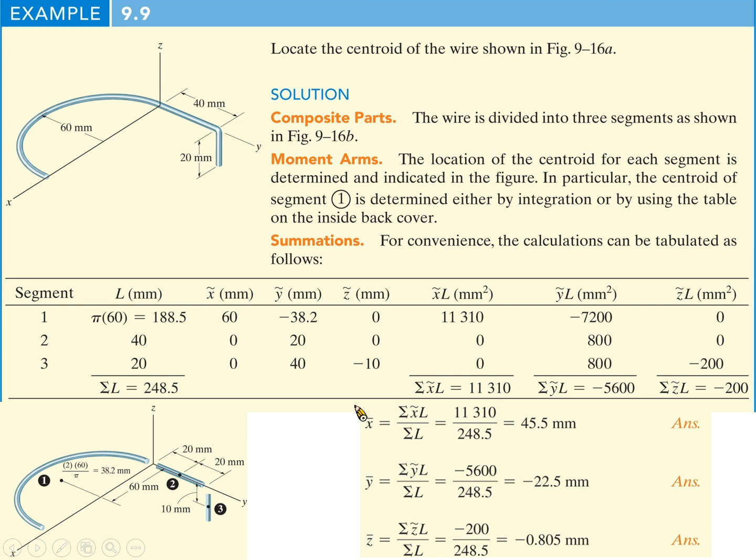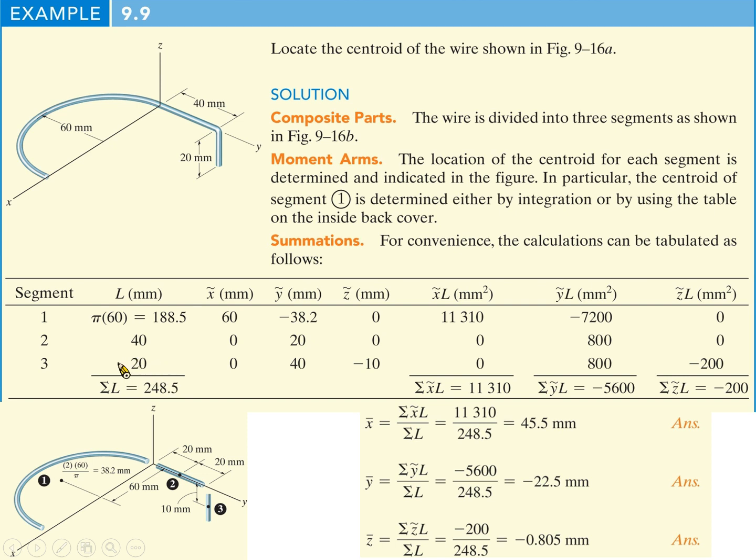Okay, for segment 2, the length is 40, and segment 2 is along the y-axis, and therefore average x is 0, and average y is 20, because overall the length is 40, so halfway the central is 20, and overall z is 0. Then we can work out average y times L, which is 800.